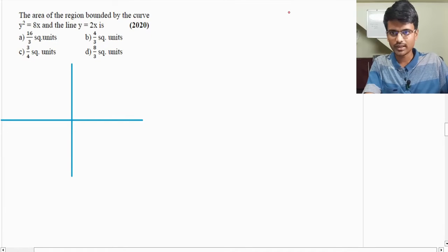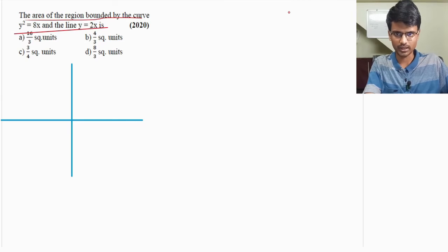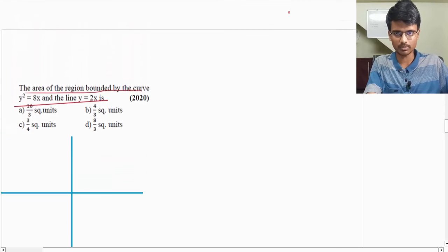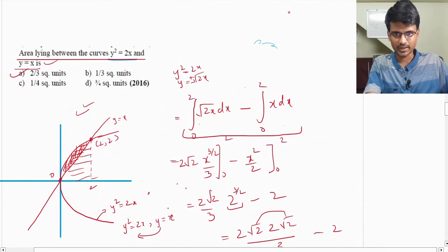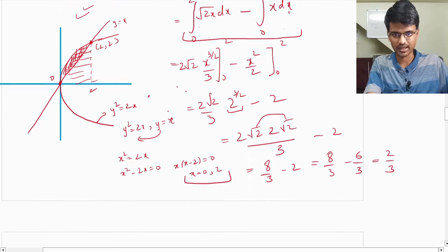The area of the region bounded by the curve y square equal to 8x and the line y equal to 2x. If you observe, this question is similar to our previous question, y square equal to 2x, y equal to x. We have a parabola and a straight line.